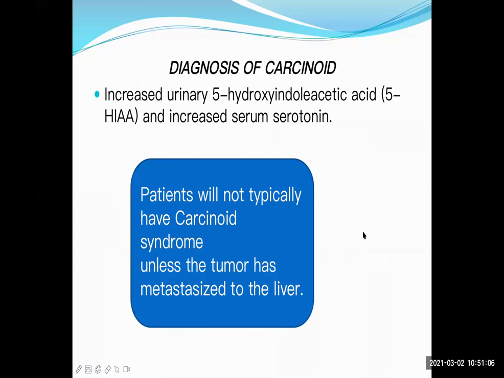Now, how to diagnose it? You have to prove there is excessive serotonin or there is excessive metabolite of serotonin in the urine. That is 5-hydroxyindole acetic acid. Okay, 5-hydroxyindole acetic acid is excessively present in the urine. So this is how we diagnose carcinoid, and at the same time you can also go for some radiological test which will prove metastasis to the liver.